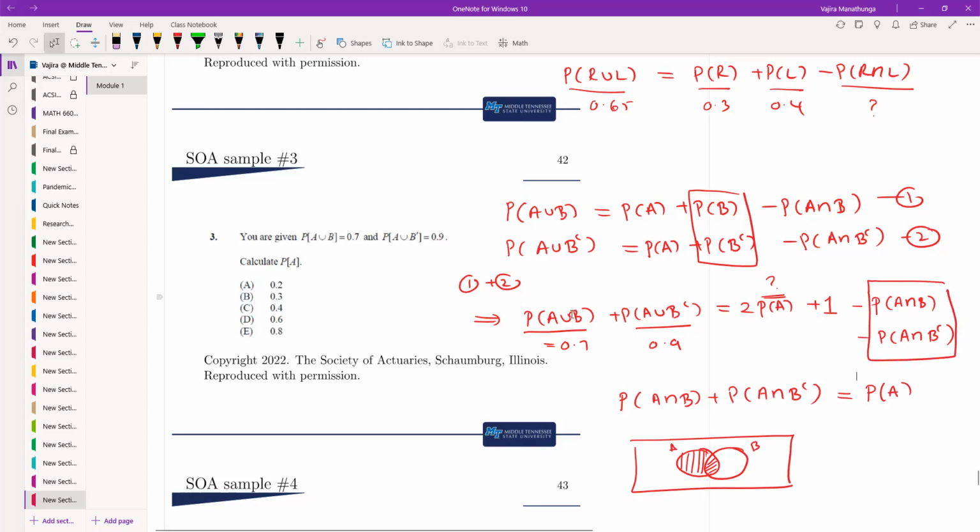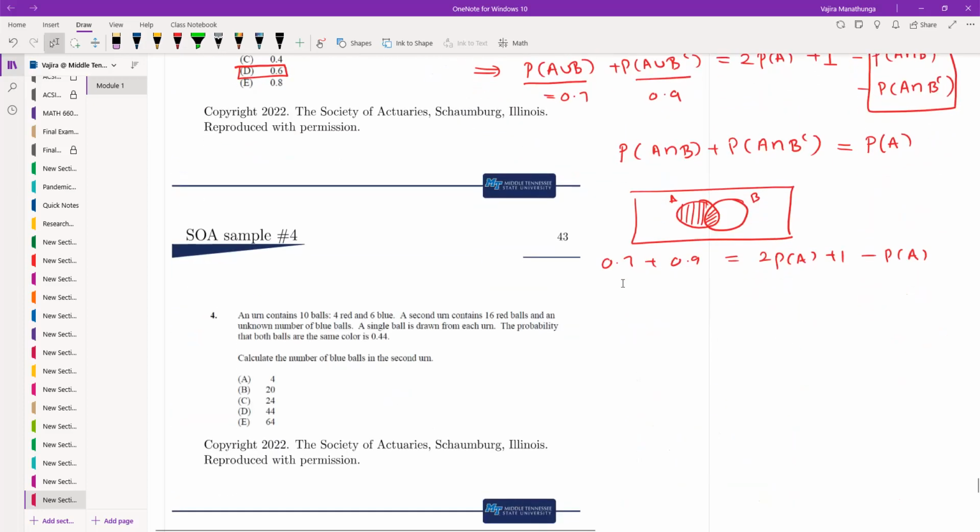So I can rewrite this equation as 0.7 plus 0.9, that's the left-hand side. And the right-hand side, I have 2 probability A plus 1 minus probability of A. You can simplify this and find the probability of A. You should get 0.6 as your answer. Let's go to the next problem.